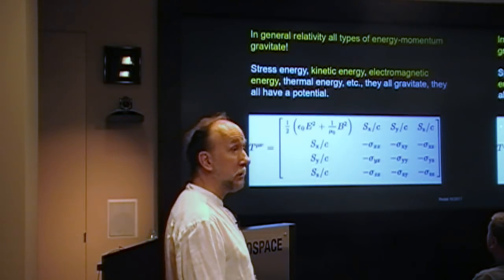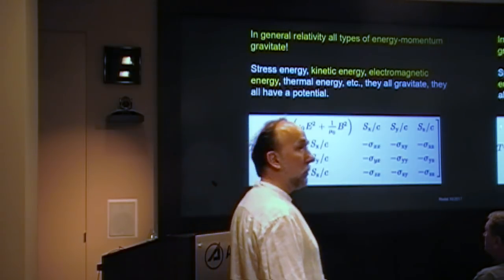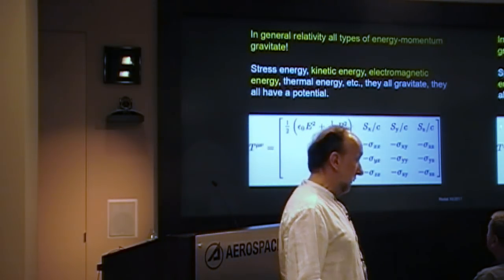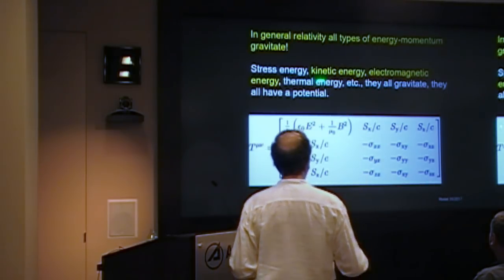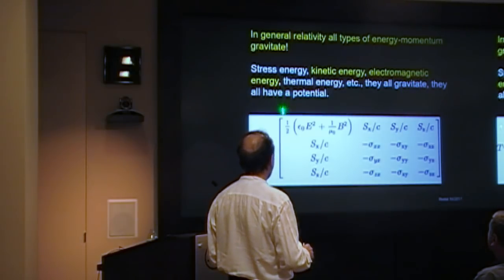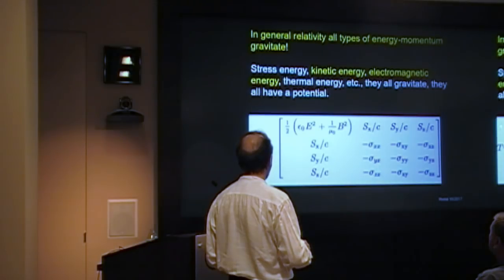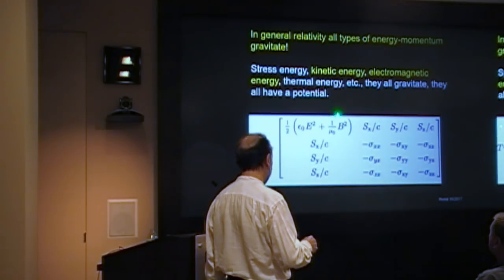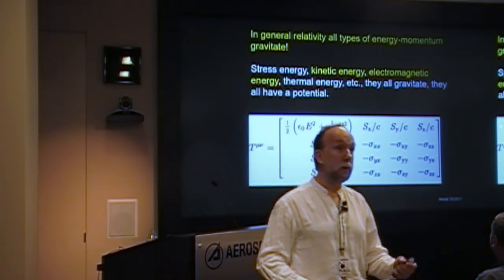It is extremely important when we look at the binary black hole or binary neutron star gravitational wave, etc. You have to take into account the kinetic energy, of course. Thermal energy gravitates, and the electromagnetic energy, actually, the stress tensor due to electromagnetic energy, this term is the energy density. These terms here are the Poynting vector, and this is the Maxwell stress tensor.